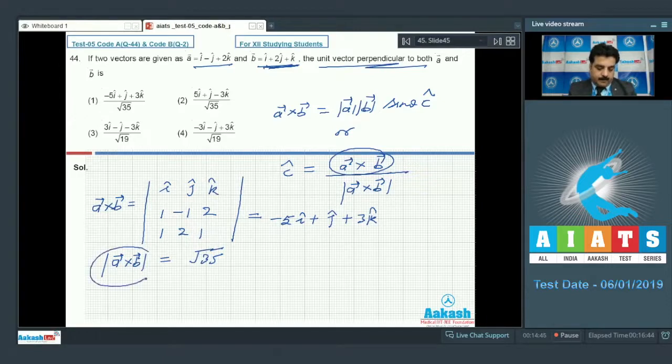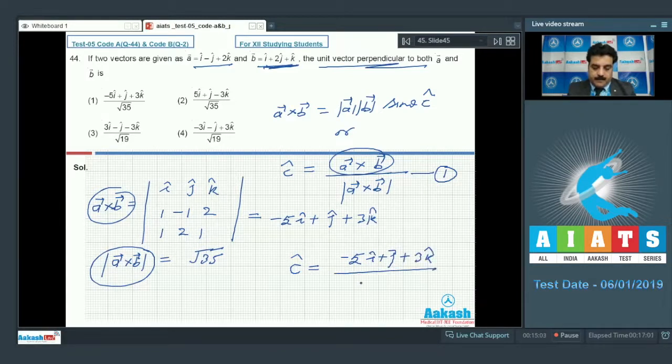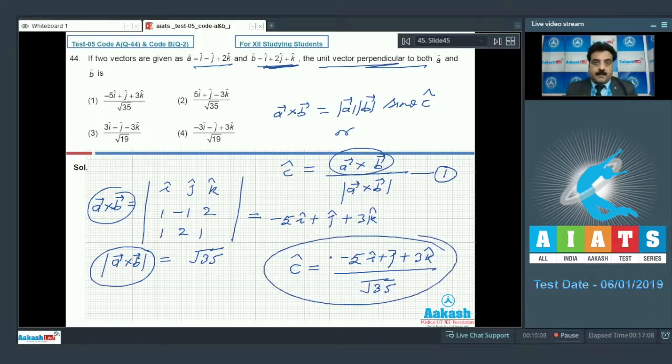So I have A cross B and its magnitude. When I put them in equation number 1, I will get the value of the unit vector. So finally, the unit vector is equal to minus 5I cap plus J cap plus 3K cap divided by root 35, and this is our final value. So I can say my option number 1 will be the right choice. So let's move on to question number 45.